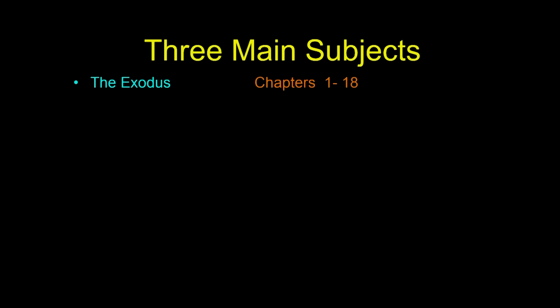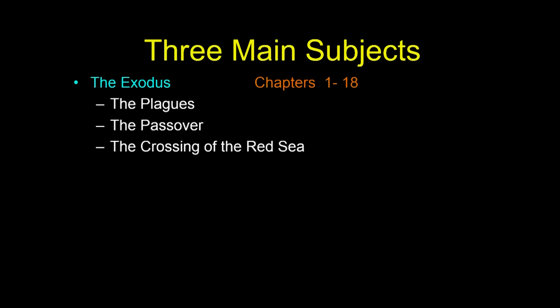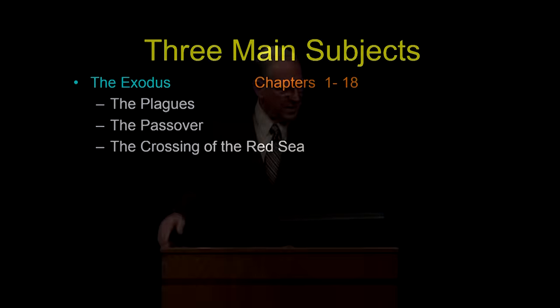There are three main subjects. The Exodus itself, which will be the first 18 chapters of this book, and we're going to see that God sends 10 plagues to accomplish this separation. And then, of course, the Passover, which is celebrated to this day and is also prophetic in some surprising ways to many. And, of course, that involved the crossing of the Red Sea, that very spectacular thing that was, among other places, celebrated in Cecil B. DeMille's famous movie on the subject.